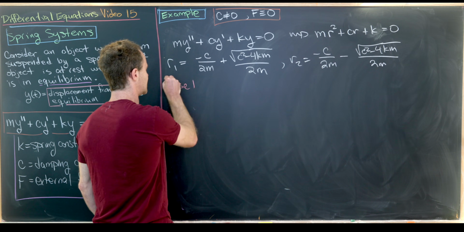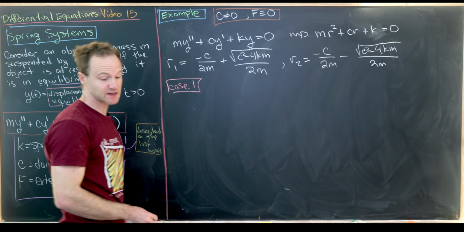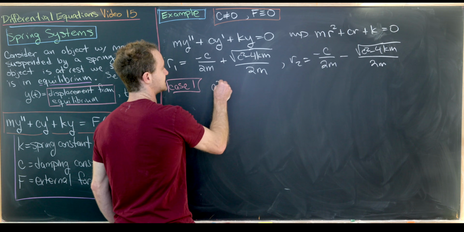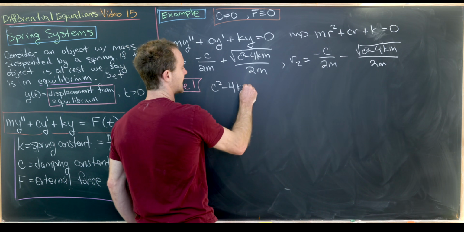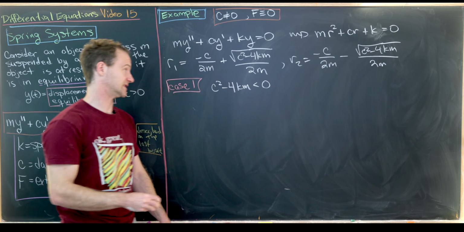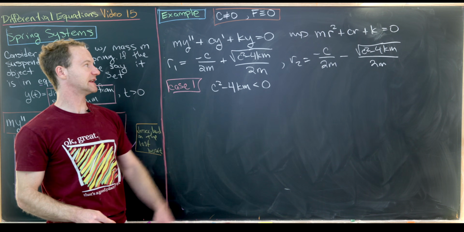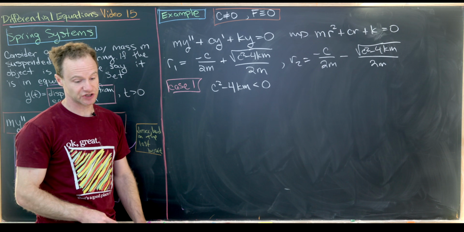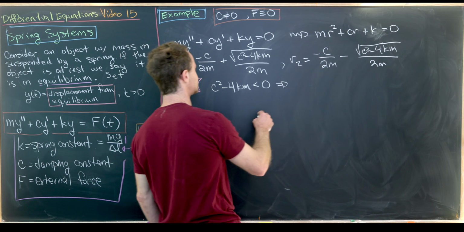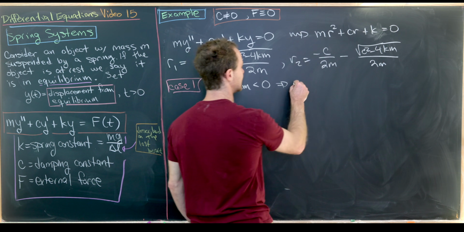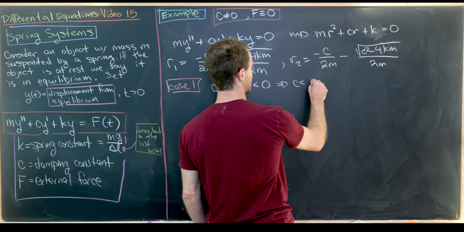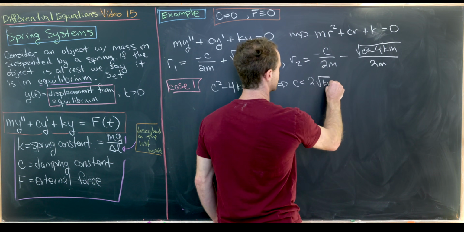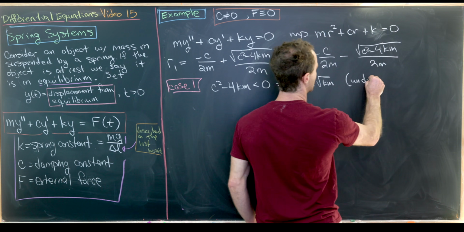So our first case will be if the system is underdamped, and that will be c squared minus 4km is less than 0. So in other words, we've got a negative under this radical, which means we've got complex conjugate roots. So let's notice that this is equivalent to saying that c is less than 2 times the square root of km. And like I said, this is underdamped.